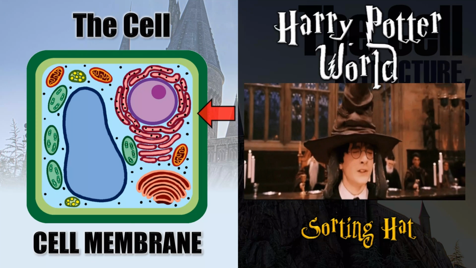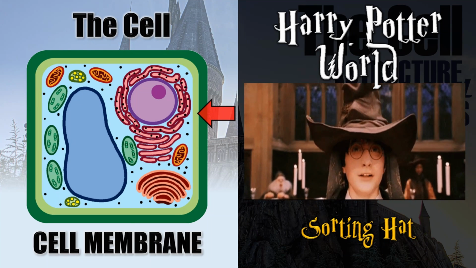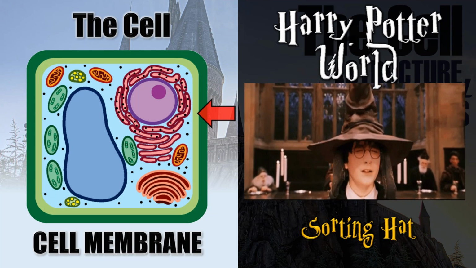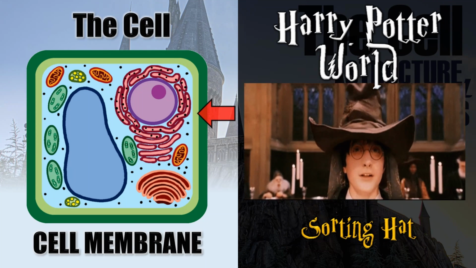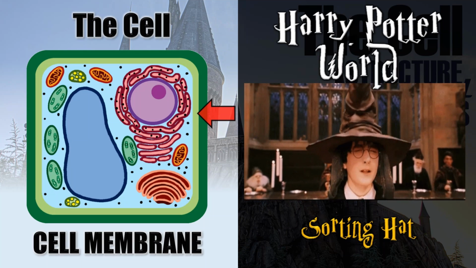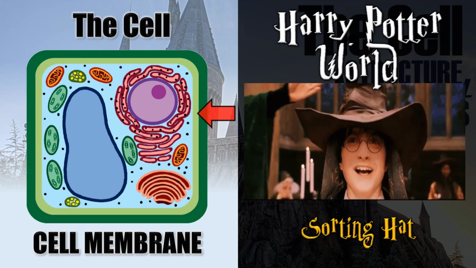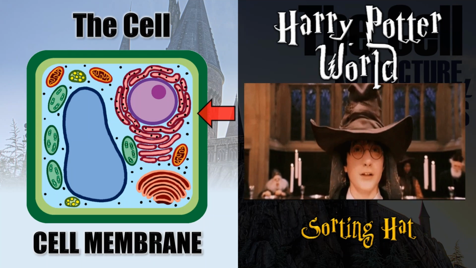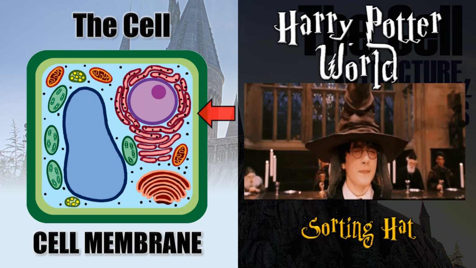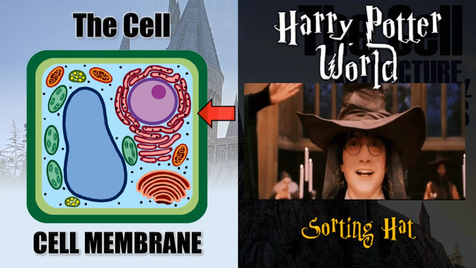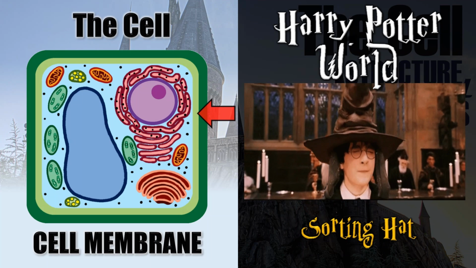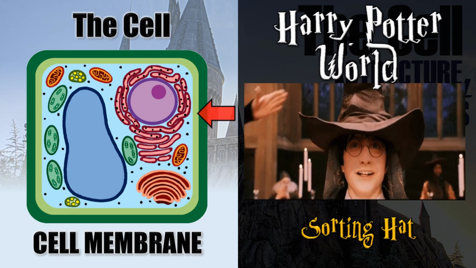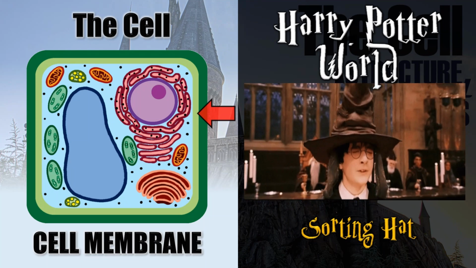Another thing is that it could also be related to the sorting hat. The sorting hat is a sentient hat at Hogwarts that magically determines which of the 4 school houses each new student belongs to. These houses are Gryffindor, Hufflepuff, Ravenclaw, and Slytherin. Just like the cell membrane, it really sorts out which molecules can pass through it.